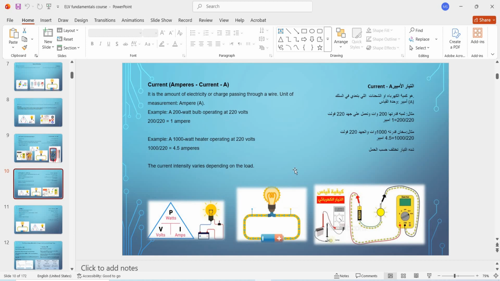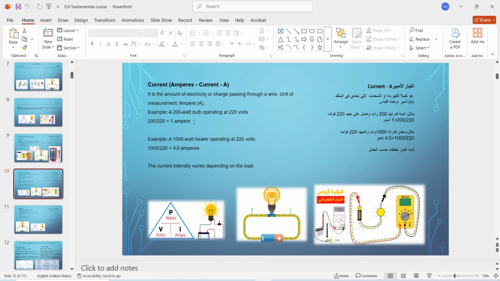Now we're gonna talk about the current. So what is the definition of the current, or what does current mean? Simply, the current is the amount of electricity or charge passing through a wire, and we use the symbol A for the measurement, or we define it with a letter. So now you know the current is electricity or charge passing through a wire, and the measurement unit is amp or ampere. So if I need to calculate it, I have one example here.